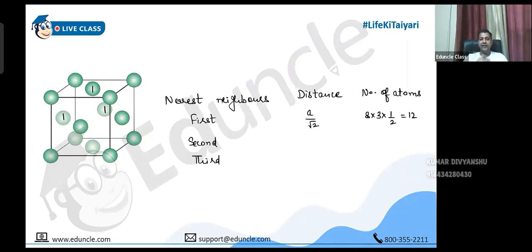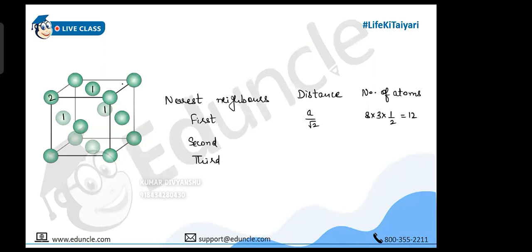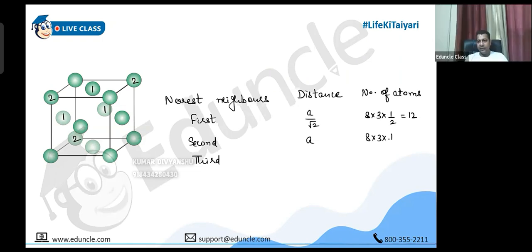Now, what are the second nearest neighbors and where are they present? Try to calculate the distance. You will get to know. They will be in increasing order of distance. So you have taken a by root 2, and then the atoms are 8 into 3 into 1/4. These are the second nearest neighbors, that is 6 of them.